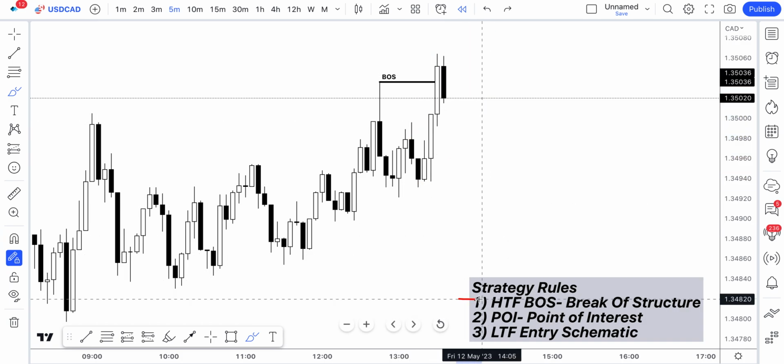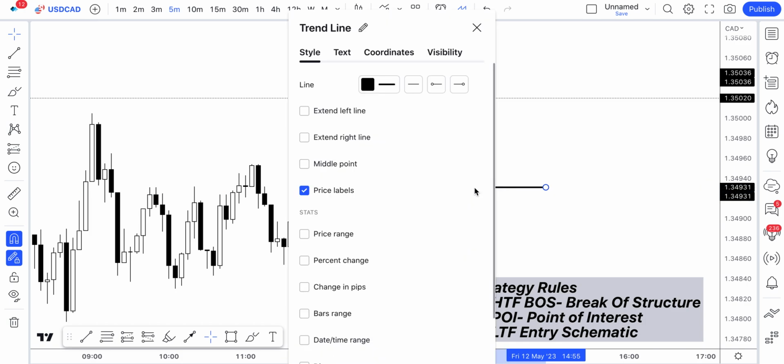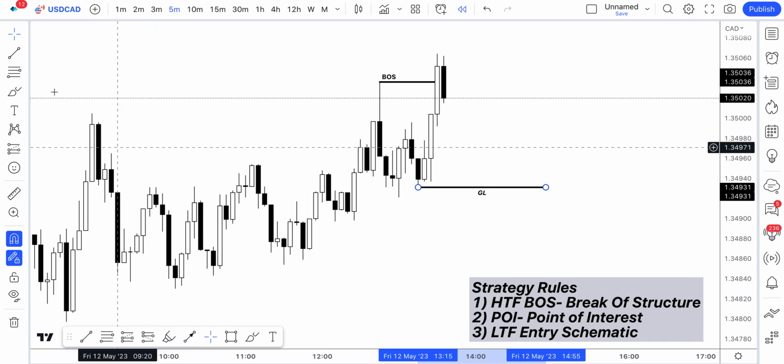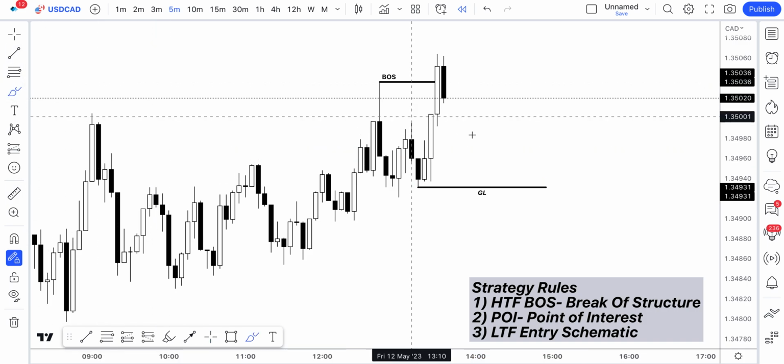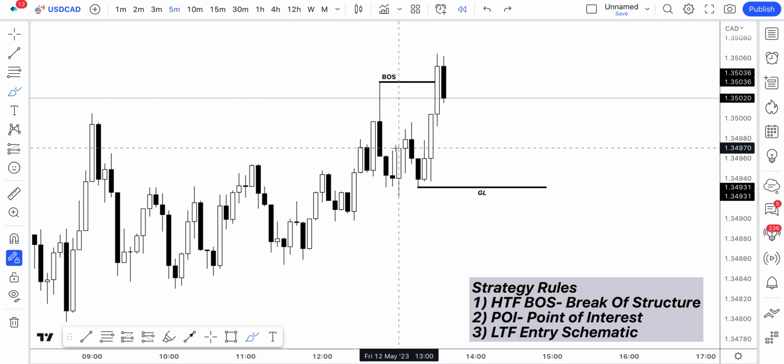That's number one, which is our higher time frame break of structure and our higher time frame bias. We can then go ahead and mark on our guarded low. Our guarded low is our invalidation level, where we do not want to see price close below, as this will invalidate our trade. For example, if price comes and closes below here, below our guarded low, I would not be interested in longs anymore on this trade.